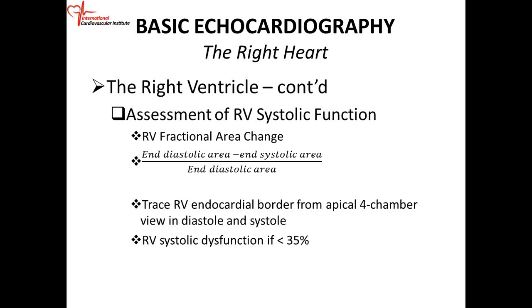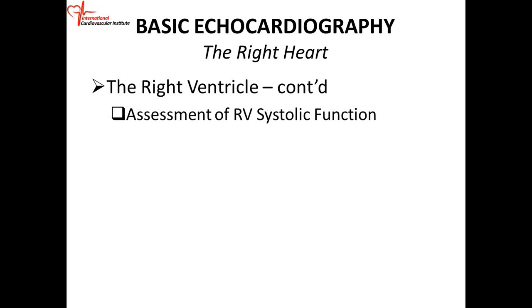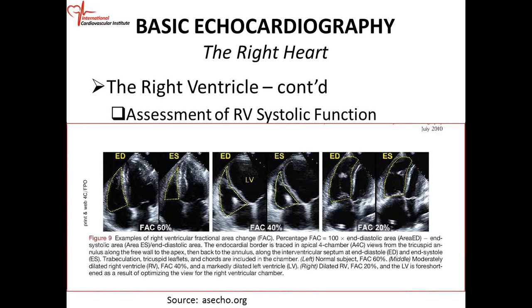That's the fractional area change. You trace the RV endocardial border in the apical four chamber view, RV focus. Remember, RV focus. You trace in systole and diastole, and you get RV systolic dysfunction if the fractional area change is less than 35%. Is that almost like the Simpson's equation, where you do the systole and the diastole? Yeah, almost like that, but it's not the same thing. This is an area. All right, so that's our fractional area change, and it's done like this.